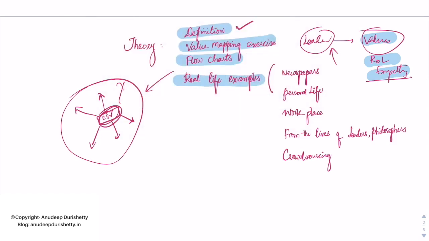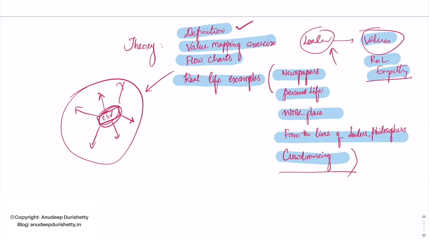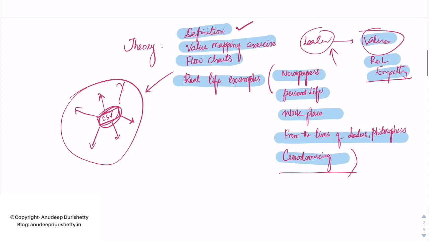Now, from where should you collect these examples? There are many sources. Some of the important ones are newspapers, personal life, your workplace, or the lives of great leaders, philosophers, and administrators, or even you can crowdsource from your peers and other aspirants. So under this, you take simple examples from each of these or your own personal life and then make a list of those examples so as to quote in your answers.